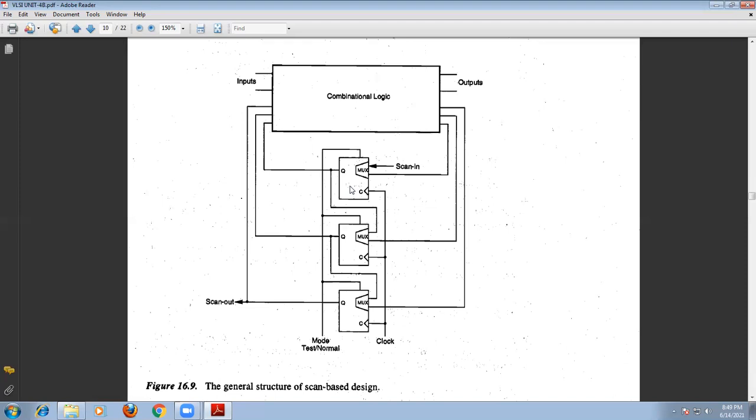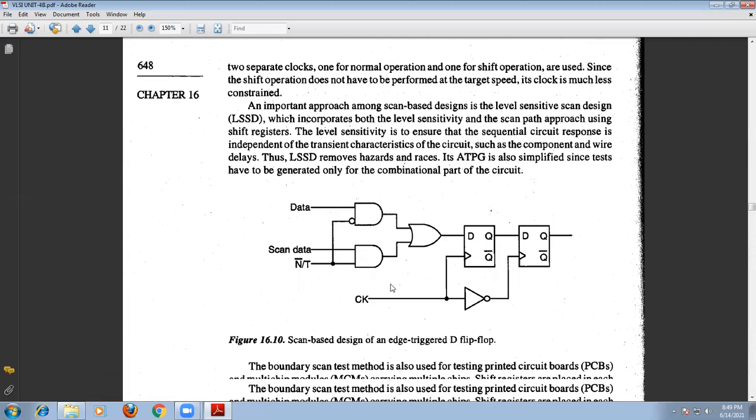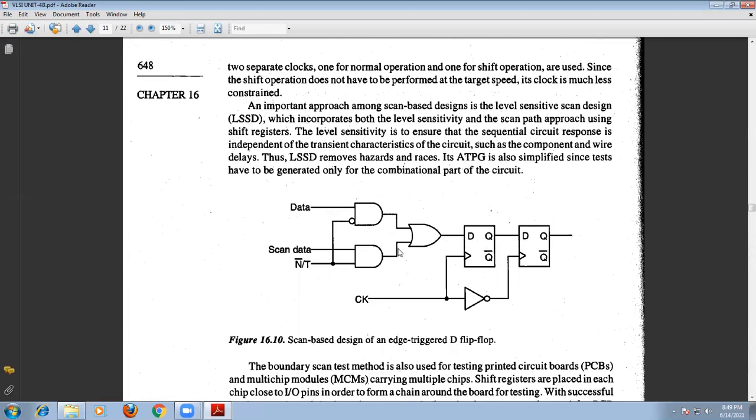Now, similarly, let us consider the scan path design using an edge triggered circuit with the D flip-flop, as shown in the next figure. So this is the figure, the scan-based design technique, scan-based design of an edge triggered D flip-flop.